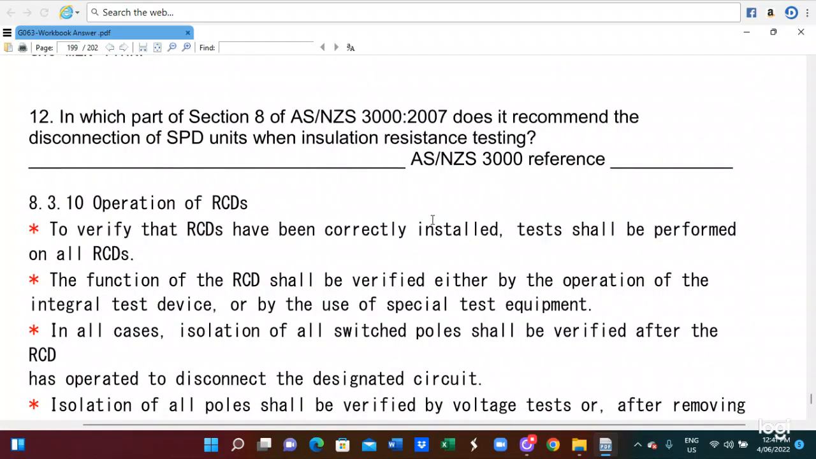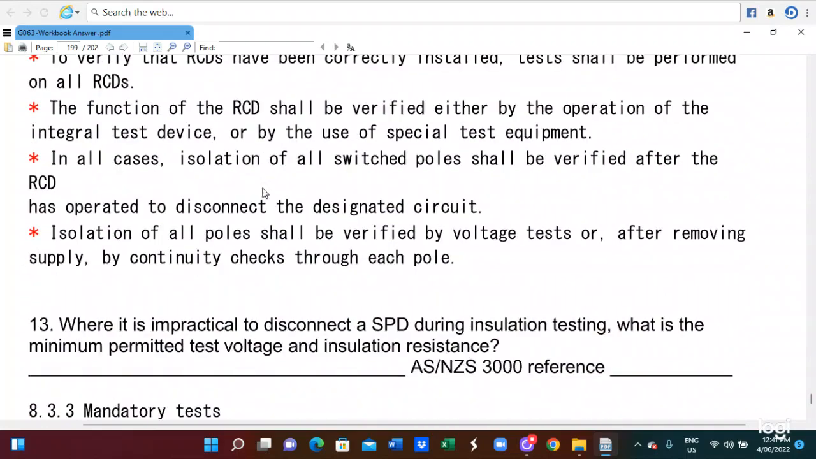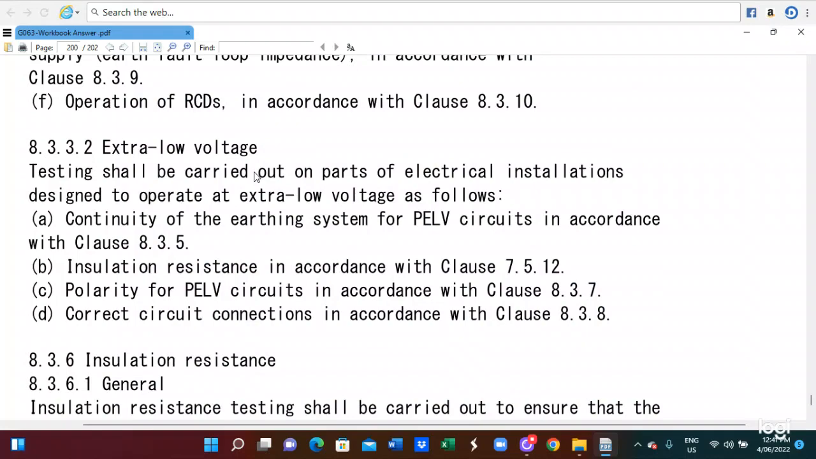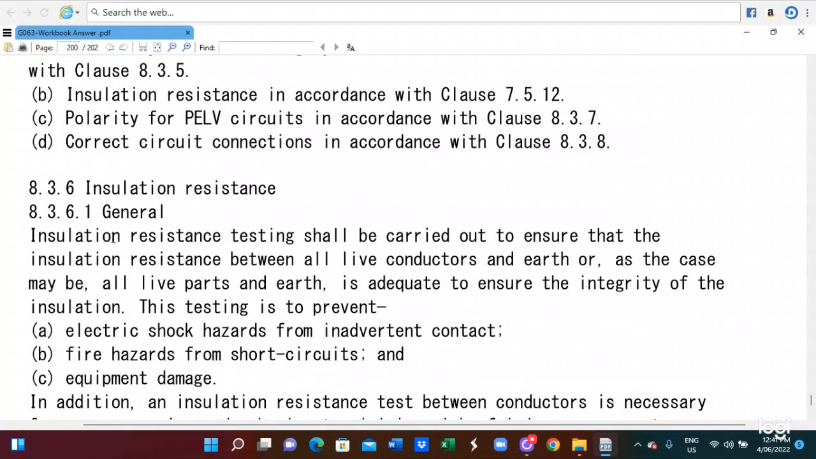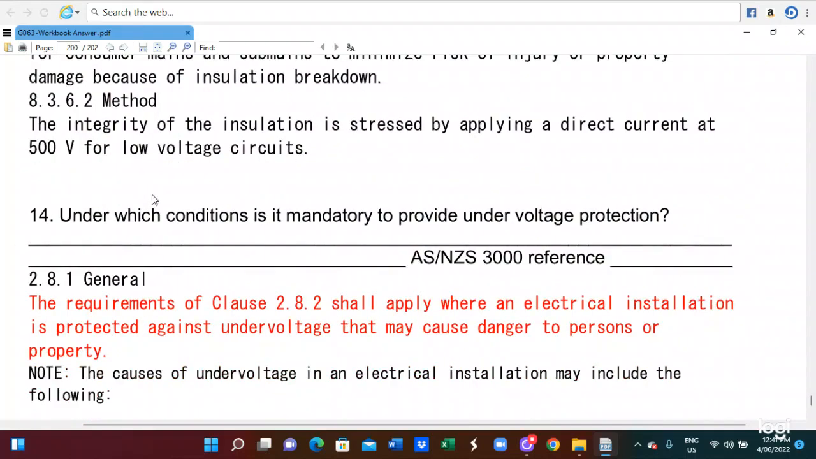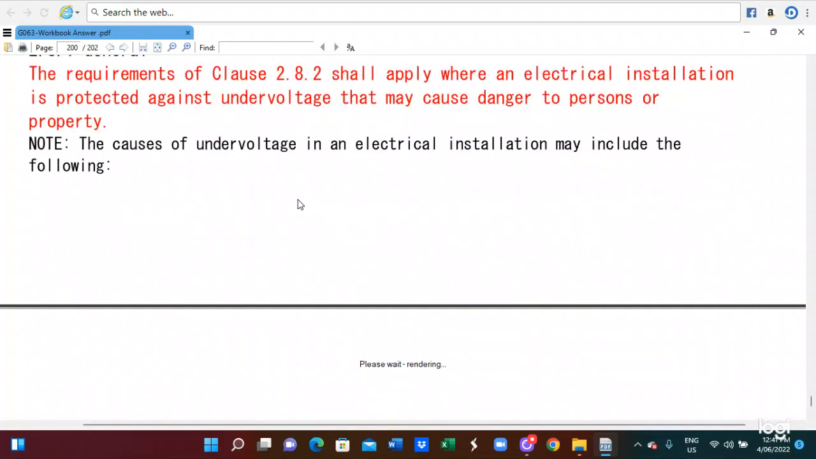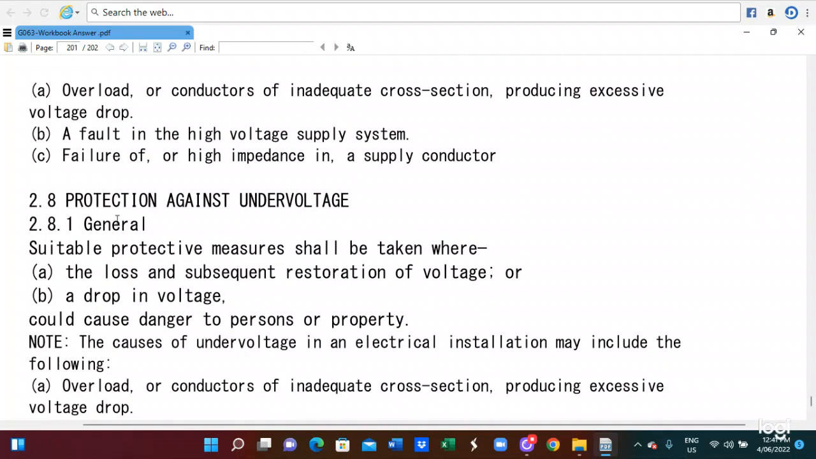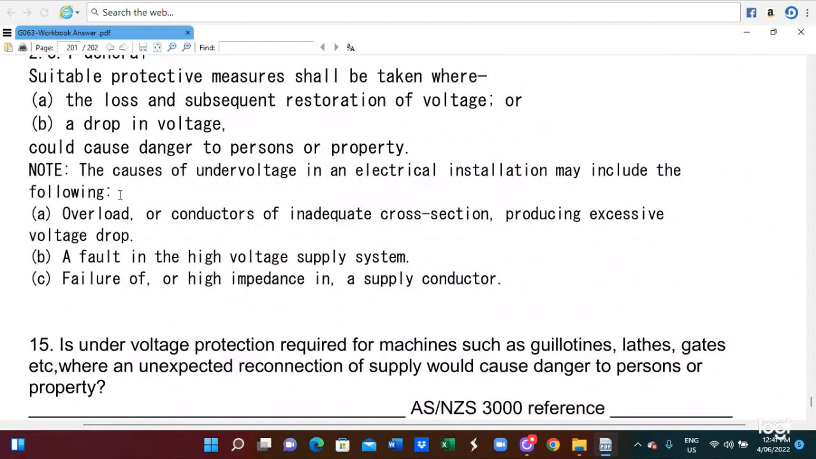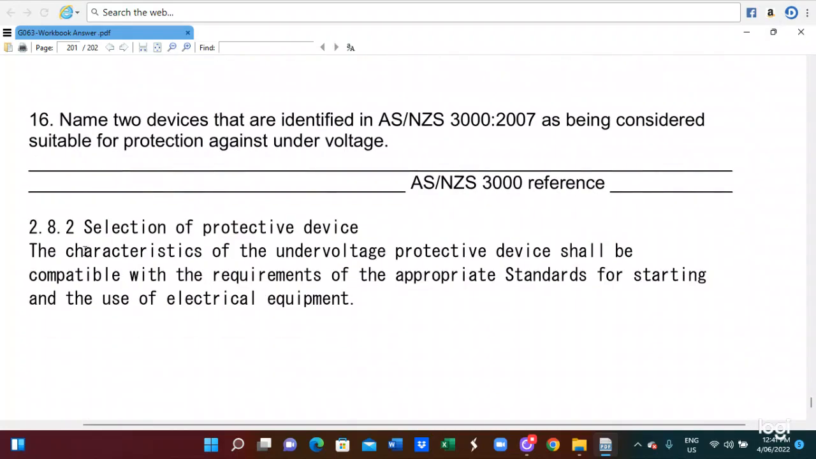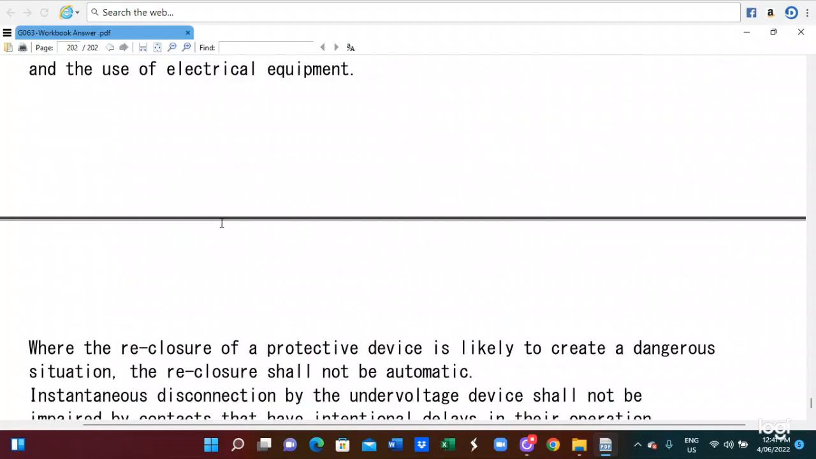And also we see this clause 8/3/10, operational RCD. Operational RCD, you can see at 8/3/10. Also extra low voltage 8/3/3/2, and insulation resistance 8/3/6. Which connection is mandatory to provide voltage protection? Clause 2/8/1. Protection against undervoltage is 2/8/1 also. 2/8/1 is a general condition. 2/8/2 is the selection of the protective devices.